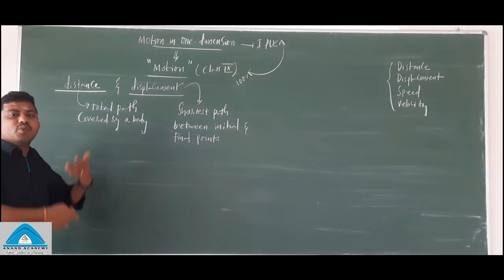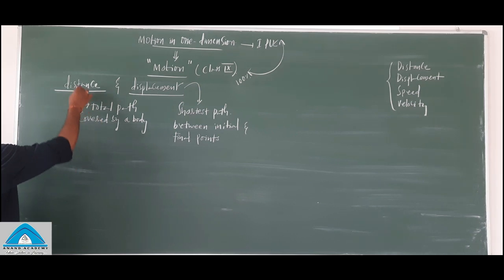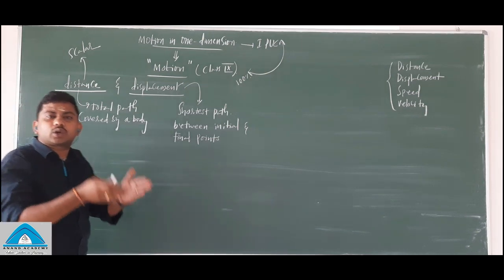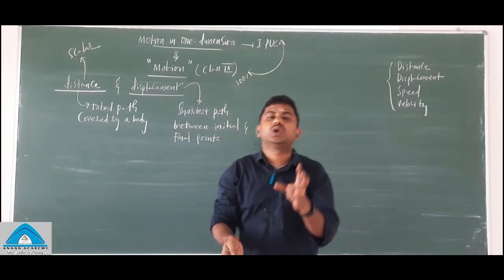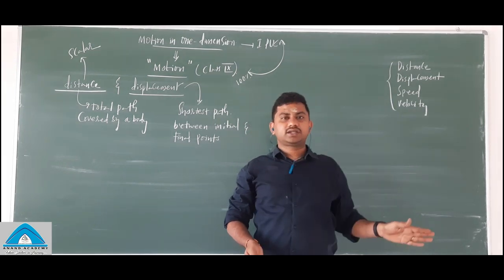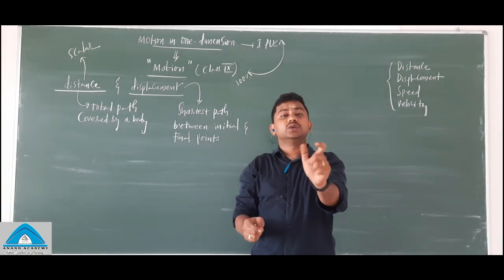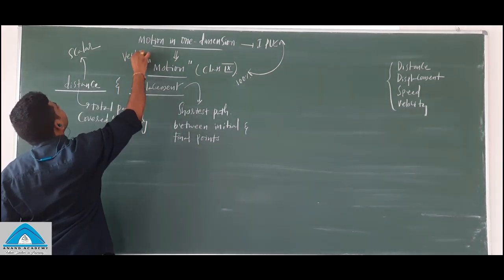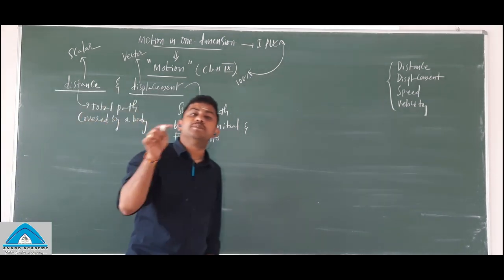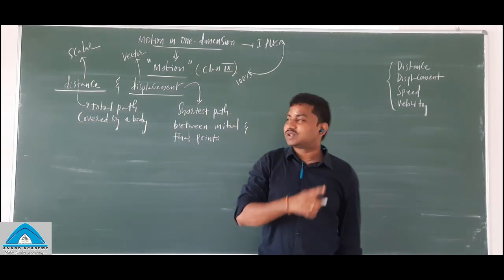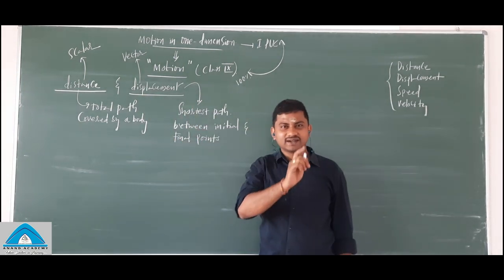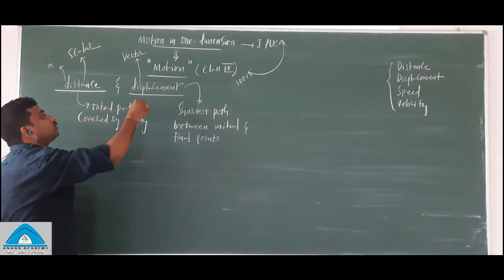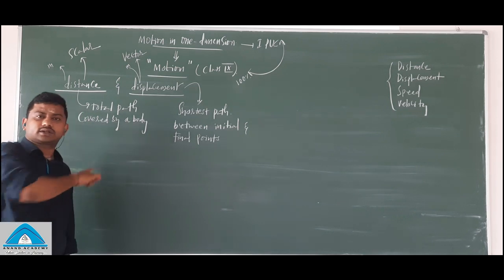Let us discuss more about distance and displacement. Distance is a scalar quantity. A scalar quantity is a quantity which has only magnitude but not direction. The magnitude means what? It's a value. And displacement is a vector quantity, which has both magnitude and direction. The SI unit of distance is meter and the SI unit of displacement is also meter.